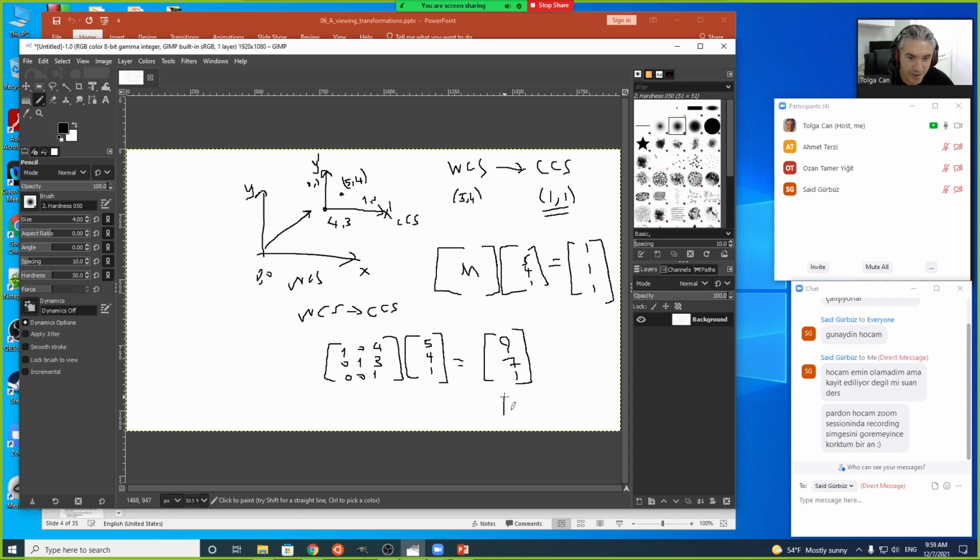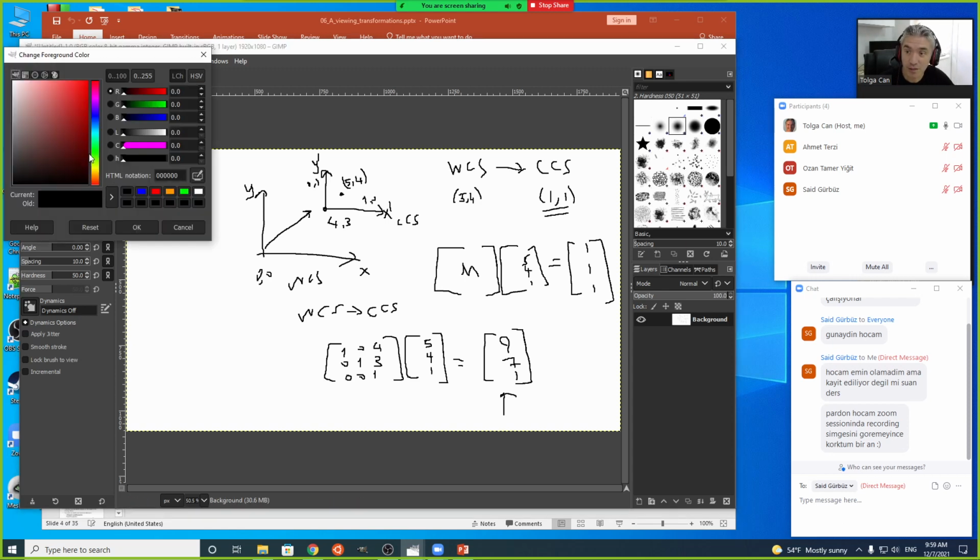Is this correct? Is this point correctly in this new coordinate system? Does it seem like its coordinates should be 9, 7, 1? No. Okay, so this is not correct. So in this simple example, if you forget whether we were aligning world to camera or camera to world, just think about this example.